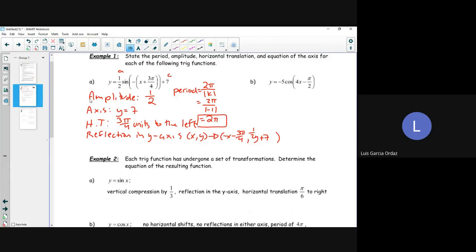Okay, let's go on to the next one. So the next one we have is y is equal to -5 cos of 4x minus 2. So what is the first thing we're going to have to do in this case? We're going to factor out the 4. So we get y is equal to -5 cos of 4 times x. And what do we get when we factor that out?